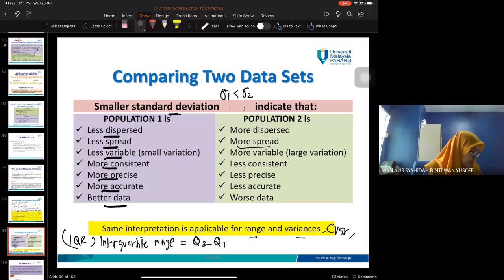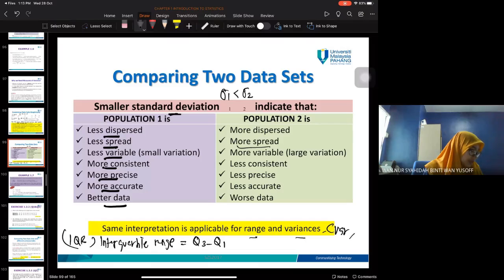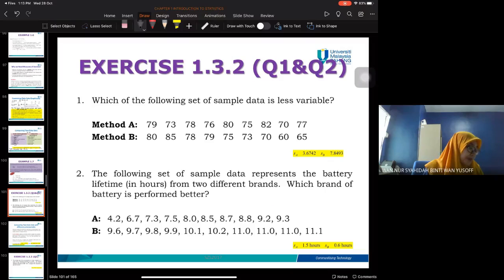Okay, so we go to the exercise, number 1 and 2. If you have any question, you can always interrupt me. We can discuss. So which of the following sets of sample data is less variable? The keyword here we need to know is less variable.